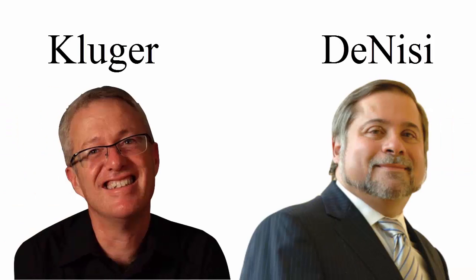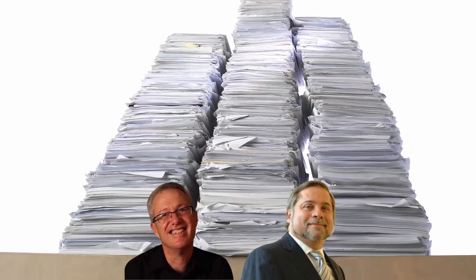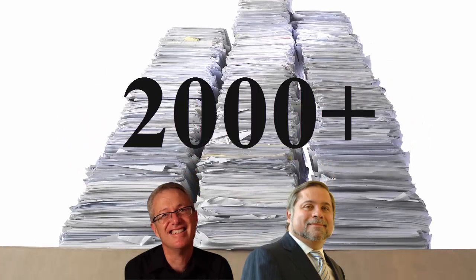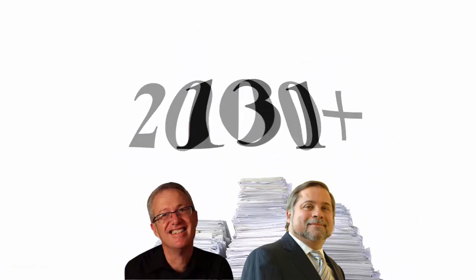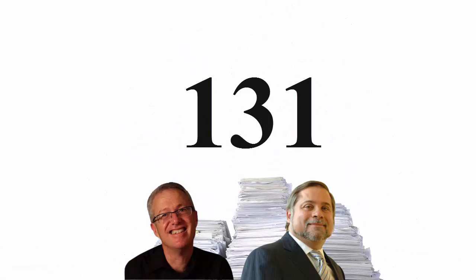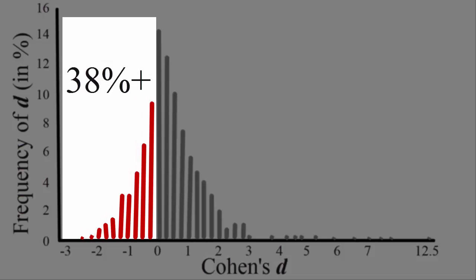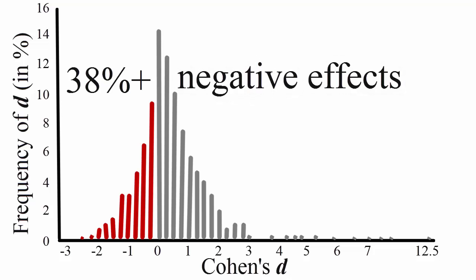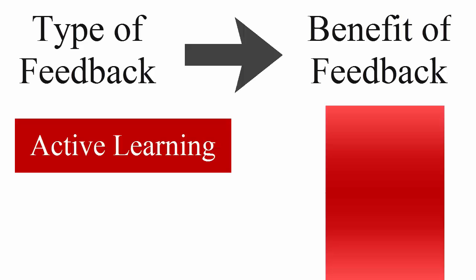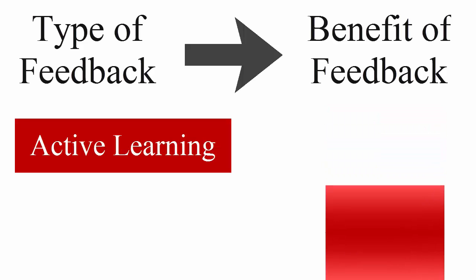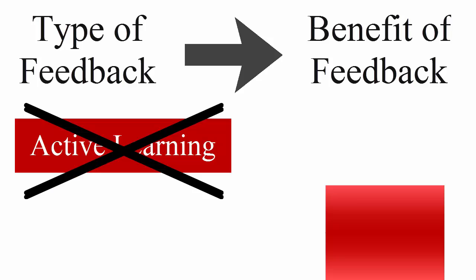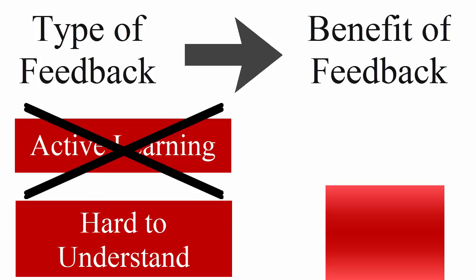Kluger and DeNisi reviewed over 2,000 papers on instructional feedback. 131 papers were usable. Their enduring meta-analysis work showed that feedback had a negative effect in over 38% of the cases. 38% negative effect. What's going on there? Here's some explanation. The benefits of learning with feedback can be reduced if the feedback does not prompt active learning and if the feedback is very hard to understand.